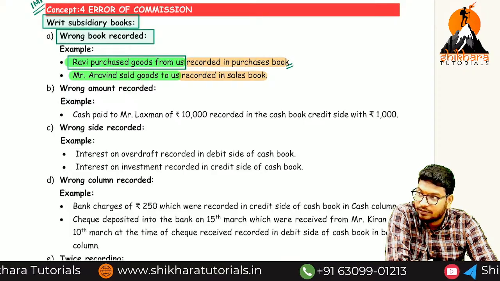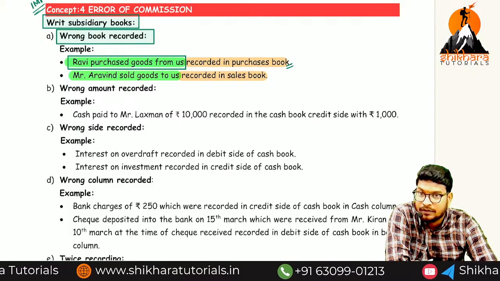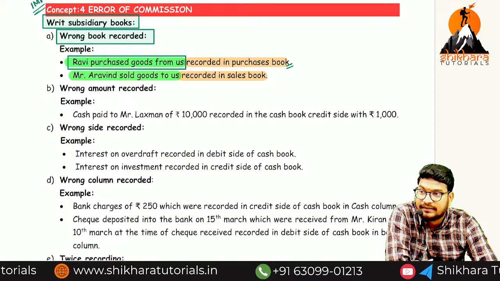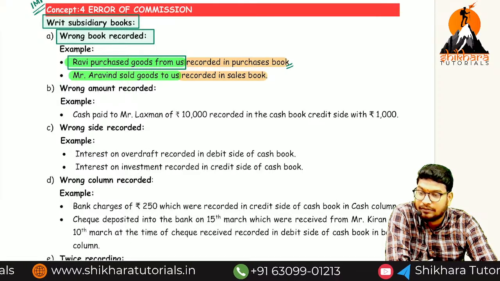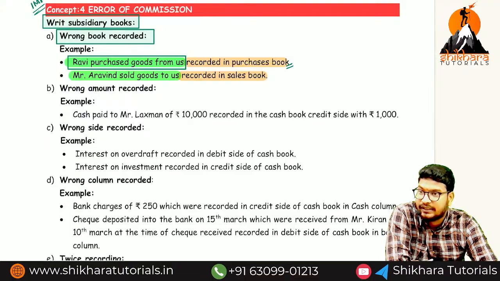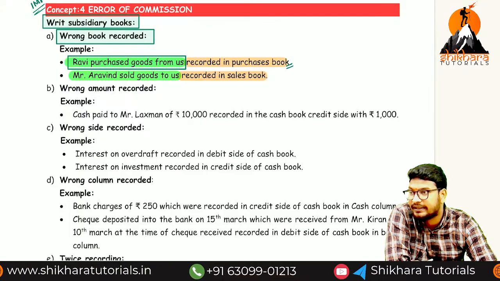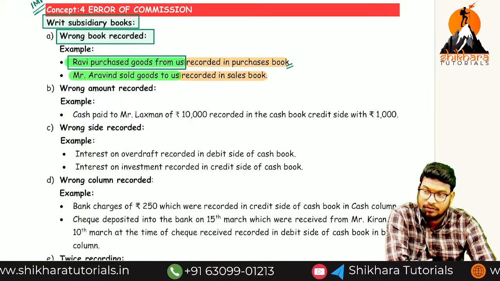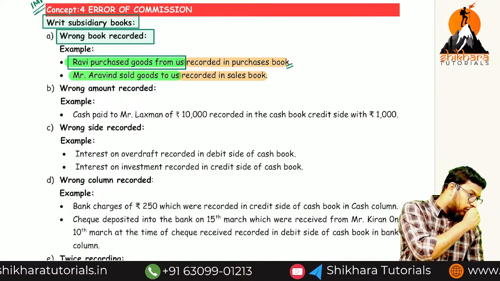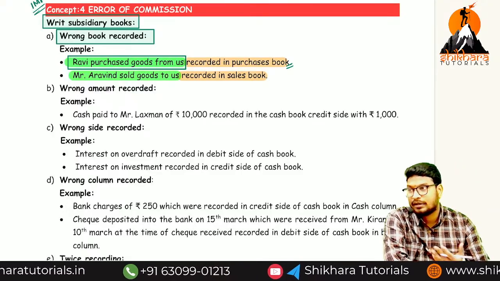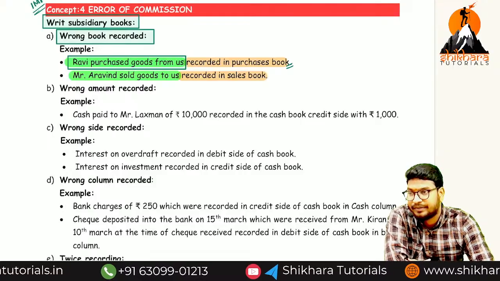What is the answer you are getting? Purchase account debit, sales account debit to Mr. Aravind account. Purchase account 10,000, sales account 10,000. Same entry, opposite entry, amma, opposite entry for the previous one.